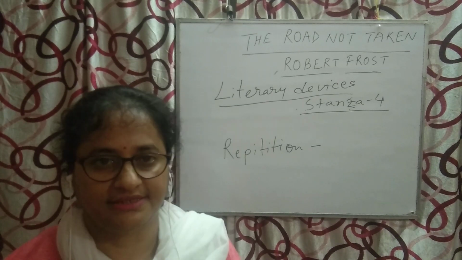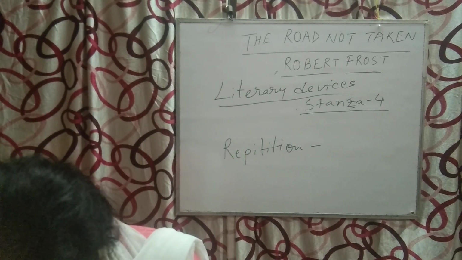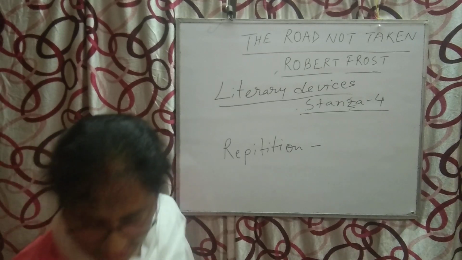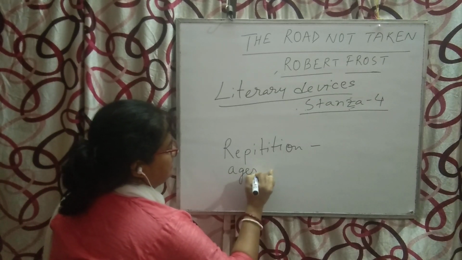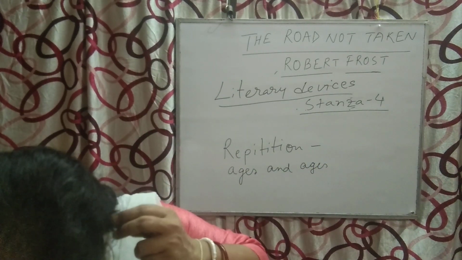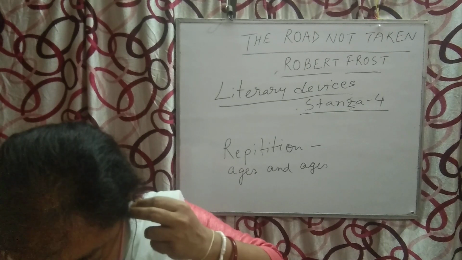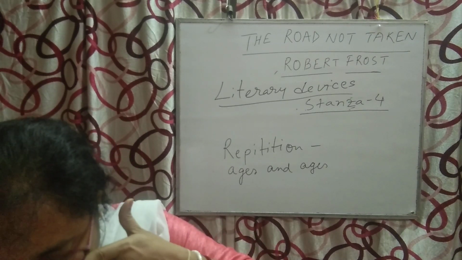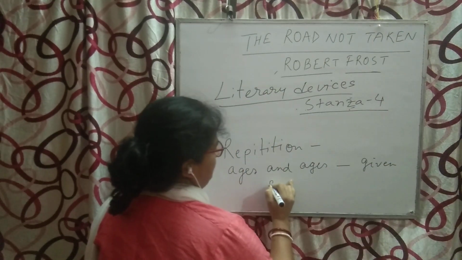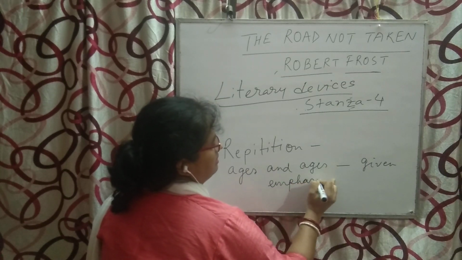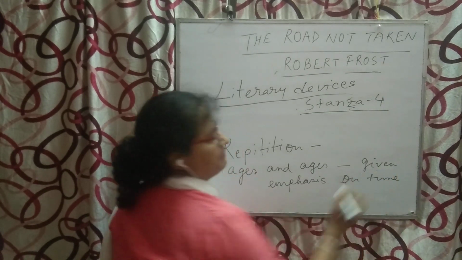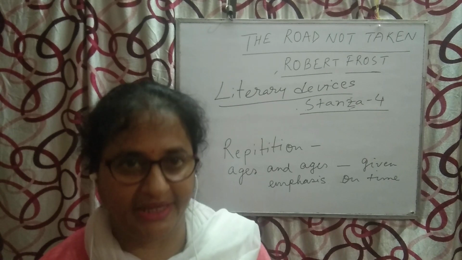So here we can see "ages and ages", line number two, fourth stanza: "Somewhere ages and ages hence." Here "ages and ages" is giving emphasis on what? On time. Emphasis on time, meaning many years, after many years.